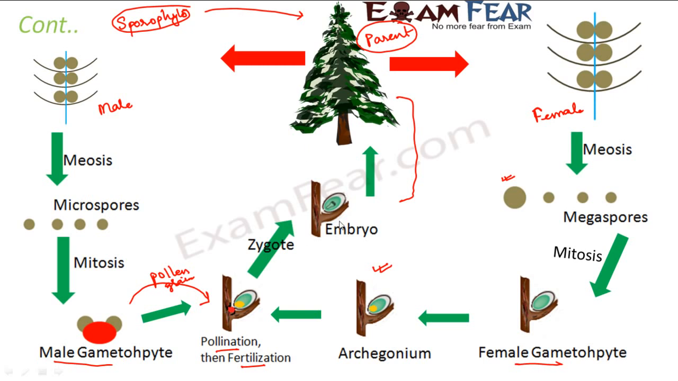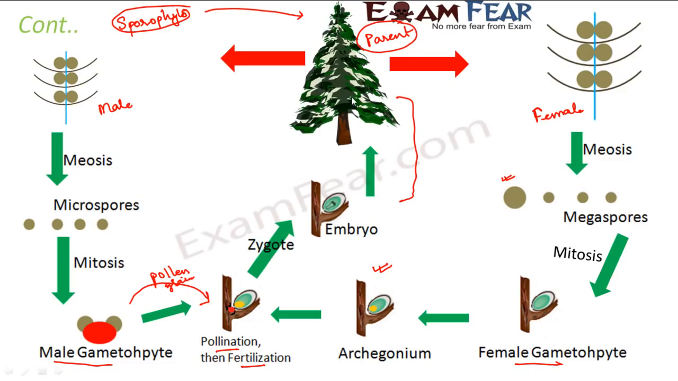Now again, when this seed also germinates into a new plant, this embryo is also formed as a part of this plant itself. So when the seeds are there, or when the cones are formed, they are also formed in the sporophyte, in the parent sporophyte itself.